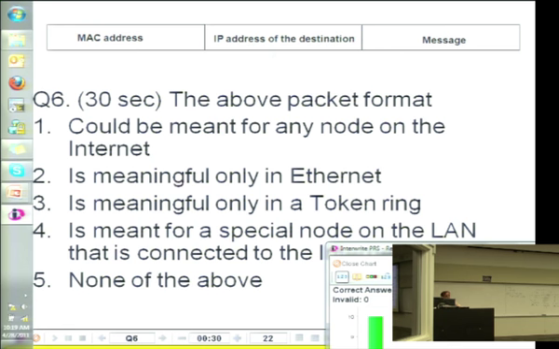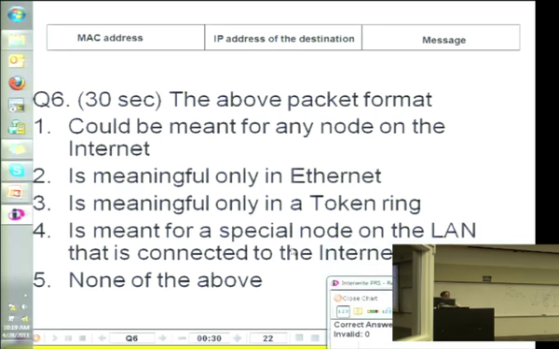It's meant for a special node in the LAN that is connected to the internet. Everybody with me here? You've got to just do a process of elimination. You can see that it cannot be meant for any node in the internet, because if you have a MAC address, why are you putting that MAC address in a packet? And it could be for an Ethernet, but then there is an IP address, and if this has to be interpreted, any node on the Ethernet cannot interpret it. So it has to be a special node that can do it. Everybody with me here? Any questions on that? Okay, that's good.